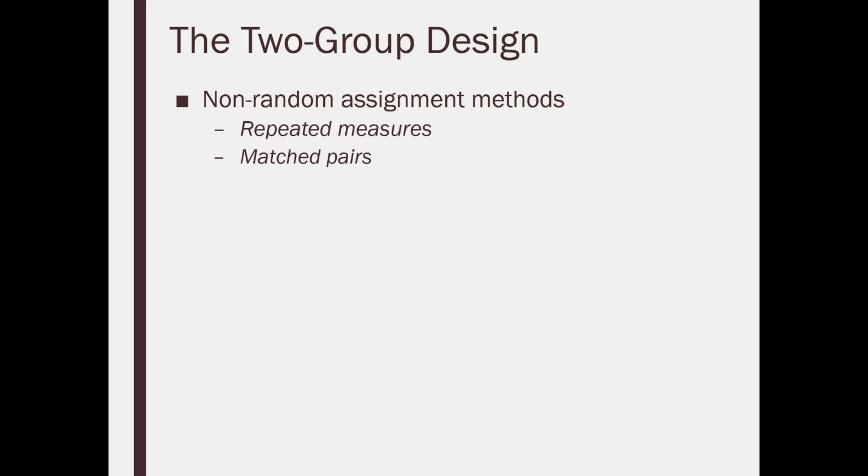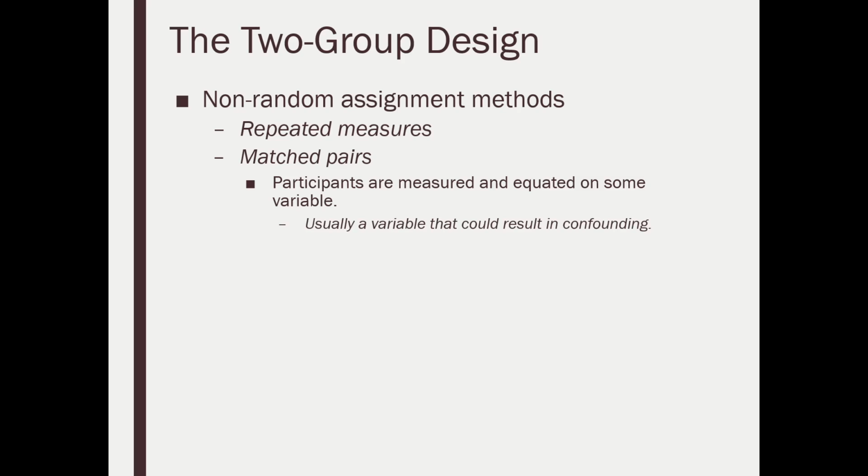So maybe if I have too small of a sample to really count on randomization to work, maybe I'll get around this repeated measures problem by saying, well, what if I do matched pairs? So in this design, we have participants that are measured and equated on some variable. And then we are going to assign from these equated groups. So usually what we're going to be equating them on is some variable that could result in confounding. So we're going to talk a lot about confounding coming up, but basically some variable that could interfere with the impact of the independent variable.